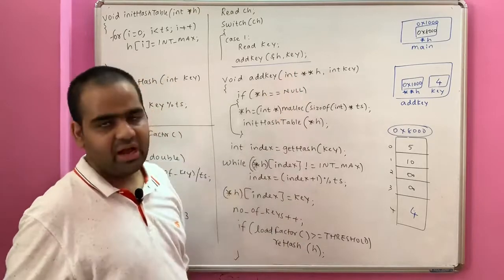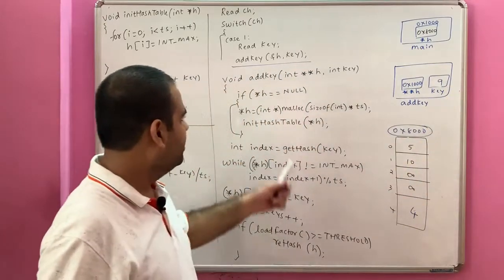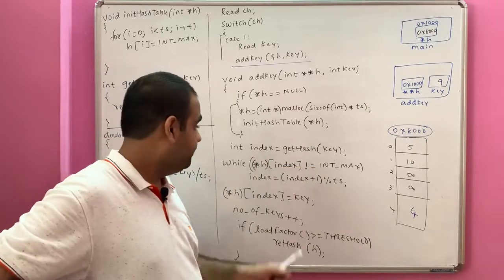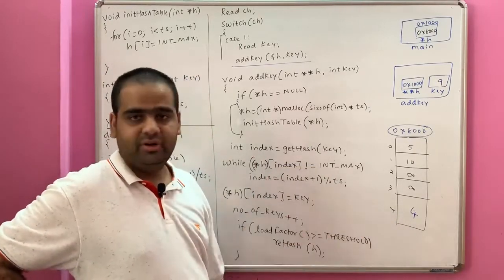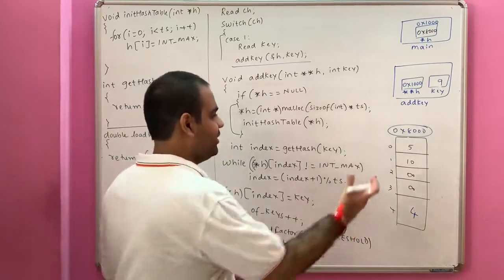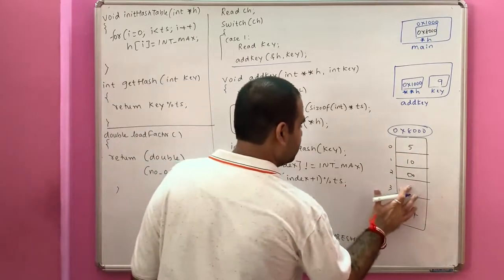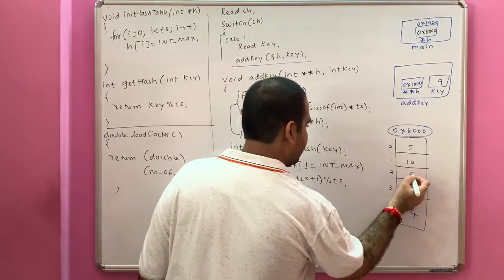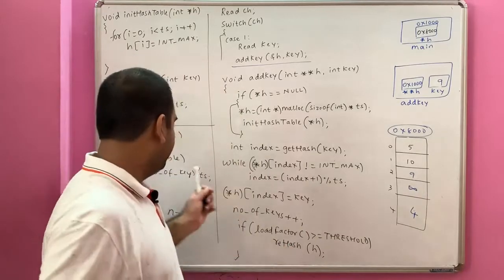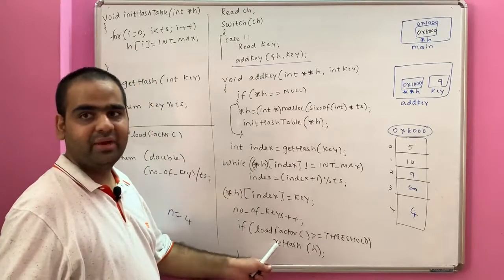No. Let's add the key again. Let's say this time key be 9. Is star h equal null? No. Get index of 9, it will be 4. Star h of 4 not equal infinity, it is false. Index is 4 plus 1 is 5, 5 mod 5 is 0. Is it equal infinity? No. Is it equal infinity? No. Is it equal infinity? Yes. Therefore at index 2 you add 9 and you say number of keys plus plus, it becomes 4. Now 4 divided by 5 is 80%, 80 greater than or equal to 70. Yes, this is the time to rehash.